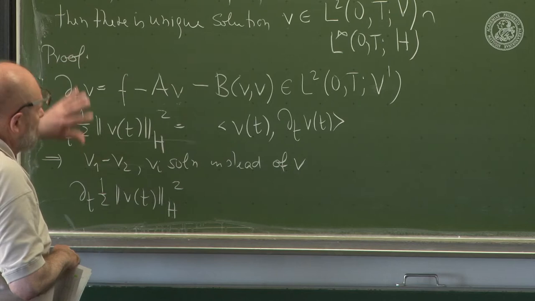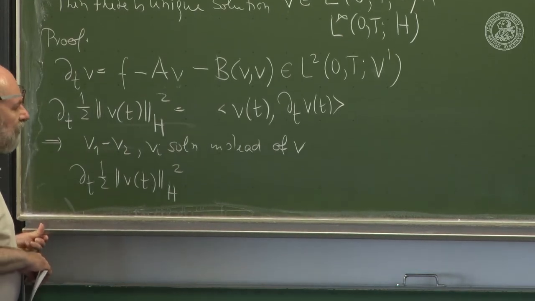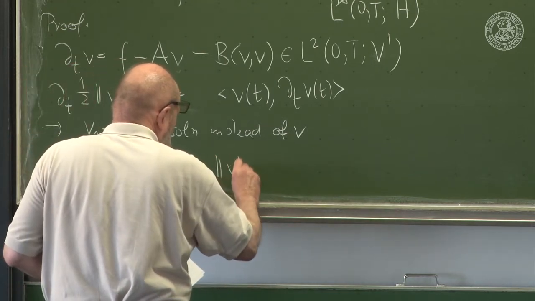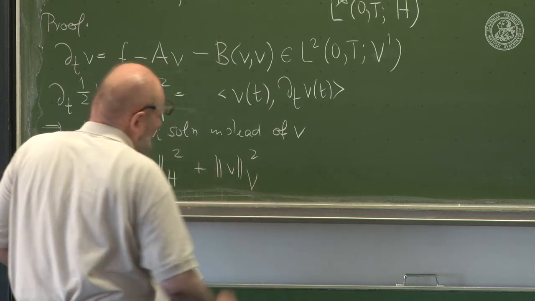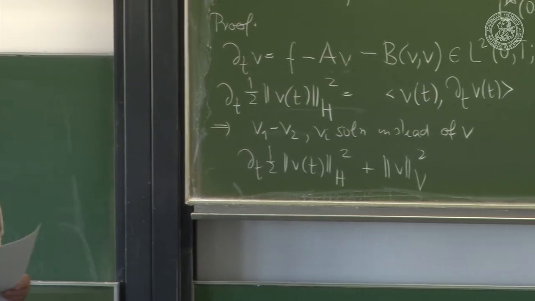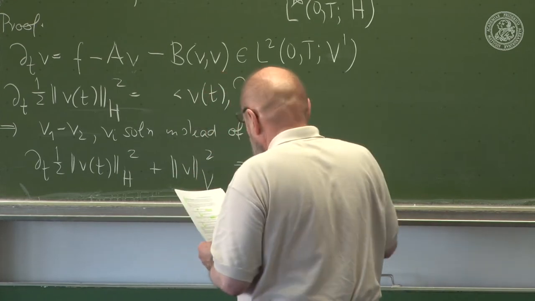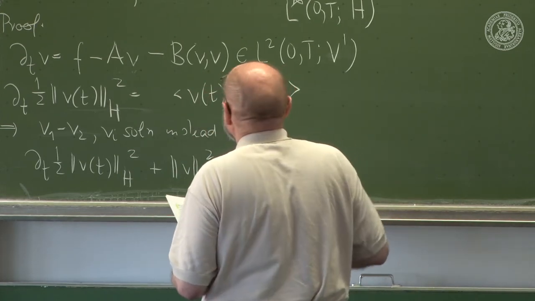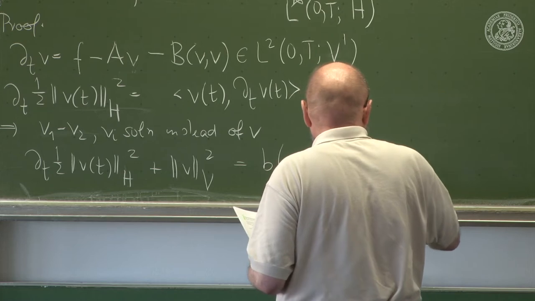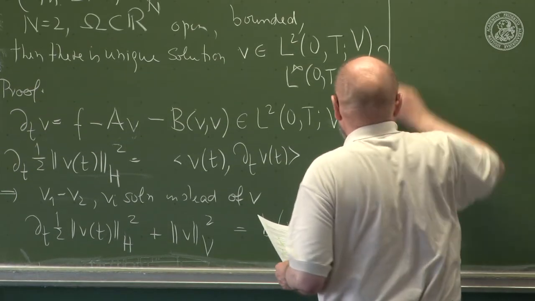So let me say it again, we formulate this equation for the difference and then we test with the difference. So we get AVV, and AVV is nothing but the V norm squared. If we say the V norm is the energy norm; if we say it would be the H1 norm, then we would have an equivalency constant here too. So that is the linear part. And the nonlinear part is just the difference of the nonlinear term. So we have the nonlinear term corresponding to V2 tested at V, and we have the nonlinear term corresponding to V1 tested at V. And this difference we have to handle somehow.